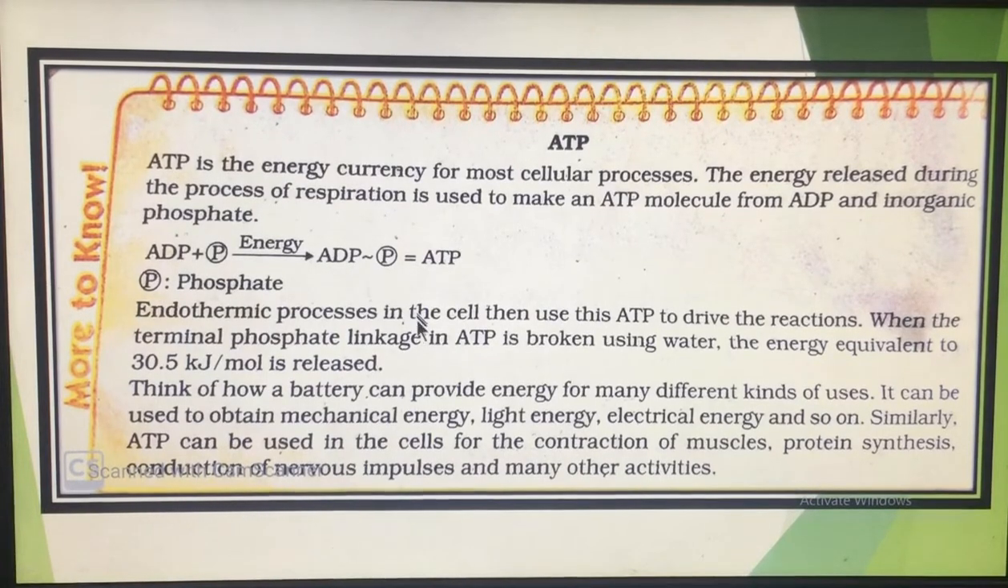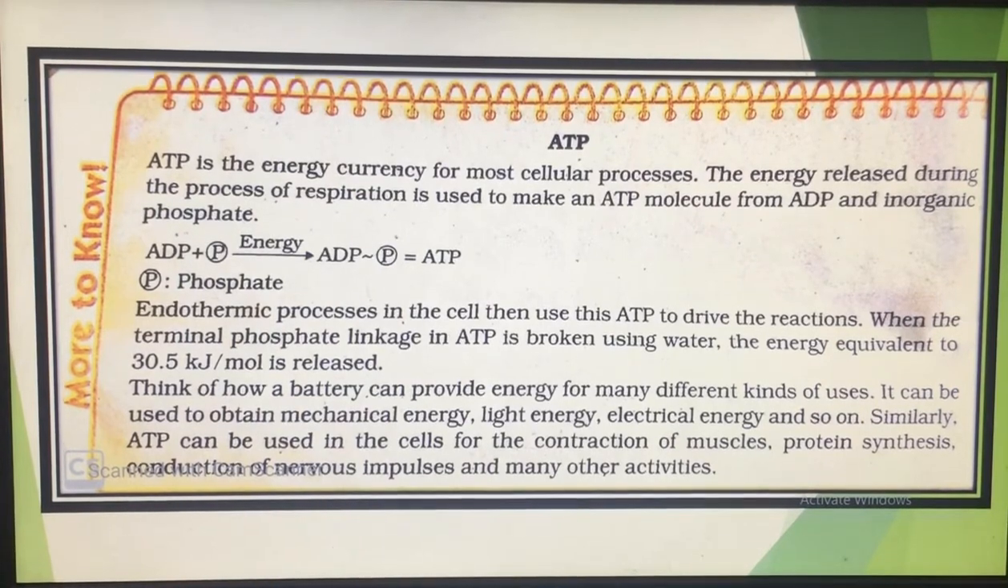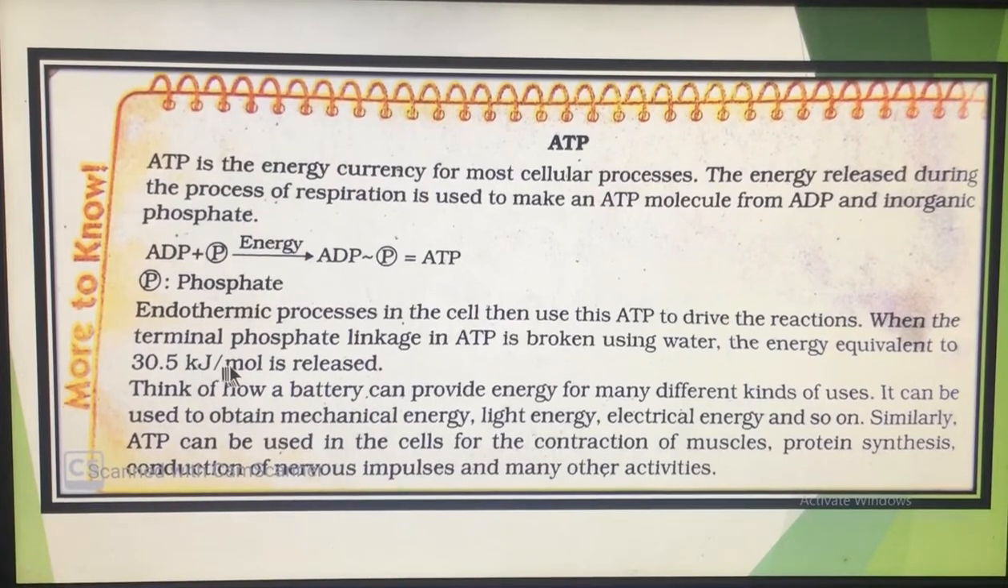The second type of reactions are exothermic reactions. Exothermic reactions means they liberate energy. Like respiration is an exothermic reaction. When respiration takes place, energy is released, and in that case ADP gets converted into ATP. Now how much energy is liberated when one molecule of ATP gets converted into ADP? 30.5 kilojoules per mole of energy is released.